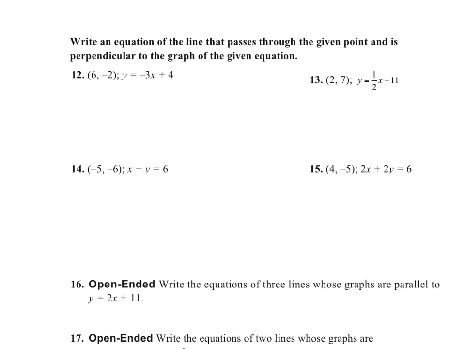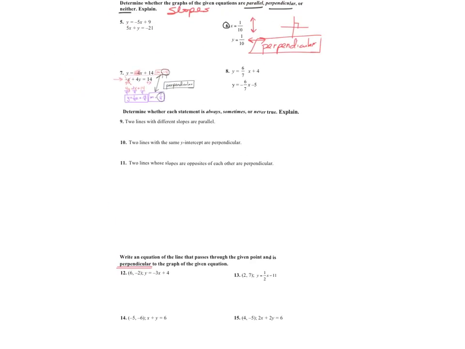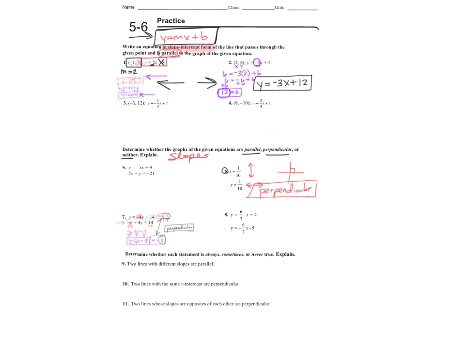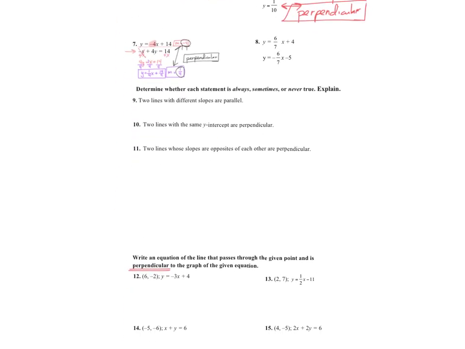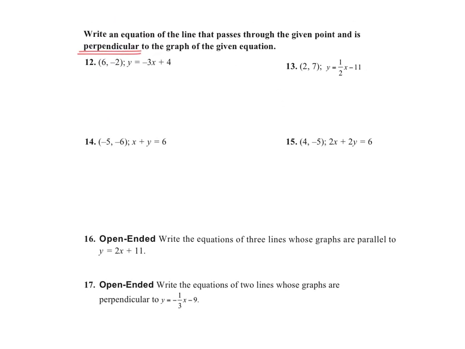This one says, write an equation of the line that passes through the given point and is perpendicular. Okay, so just like we did on those 1 through 4 problems, but now instead of being parallel, we want to be perpendicular. So if we look at example 12 and 13, those are the easier ones because you don't have to change your form. So I'm going to look at 14 with you, okay? I want to go through this point, so this will be my x1, y1.